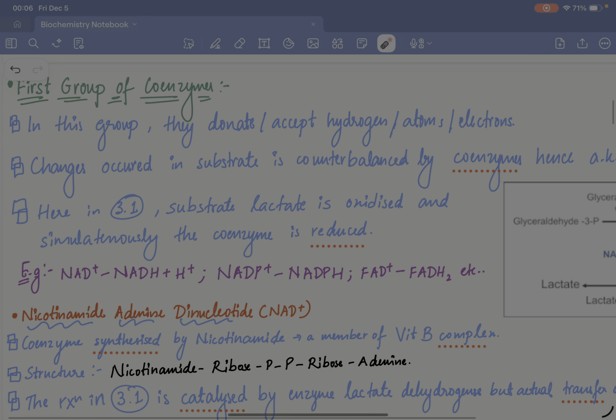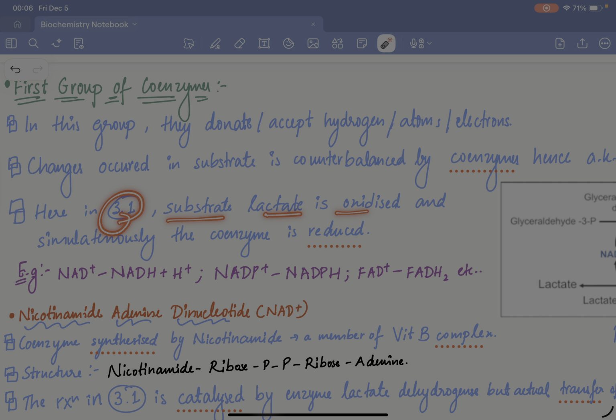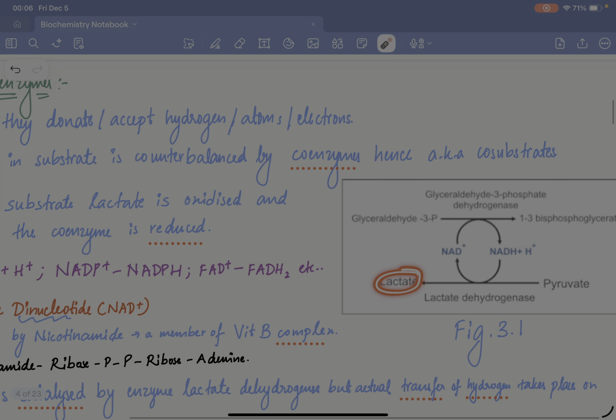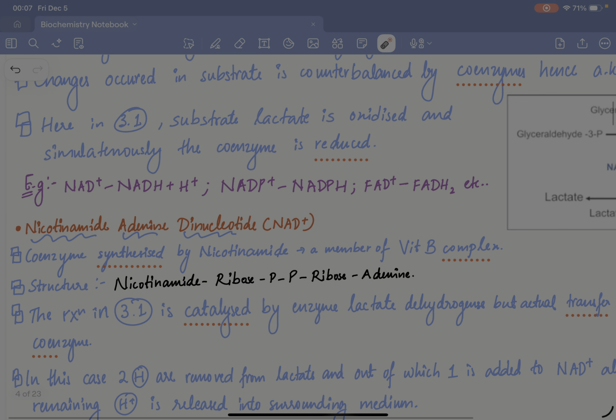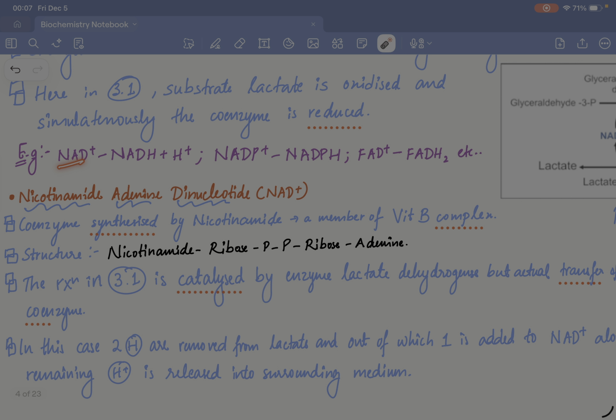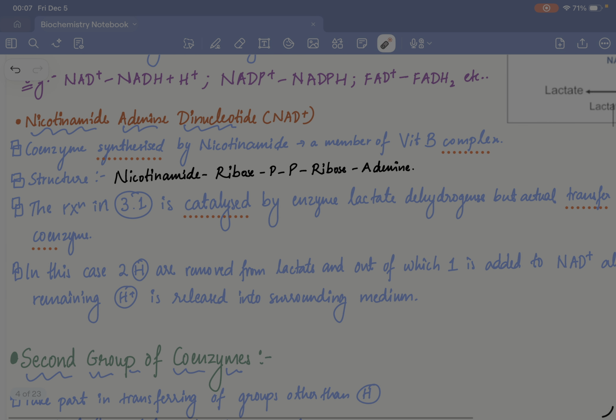See here in 3.1, the substrate lactate is oxidized and simultaneously the coenzyme is reduced. Lactate is oxidized and this is reduced. Examples are NAD plus and NADH, NADP plus and NADPH, FAD and FADH2.